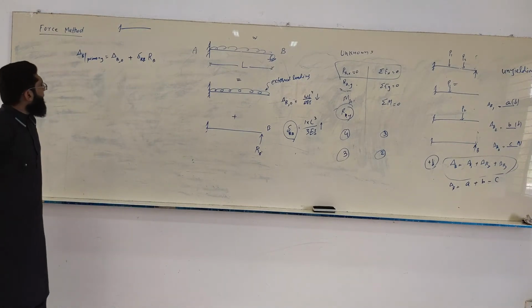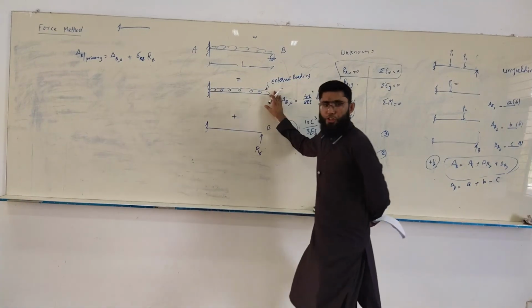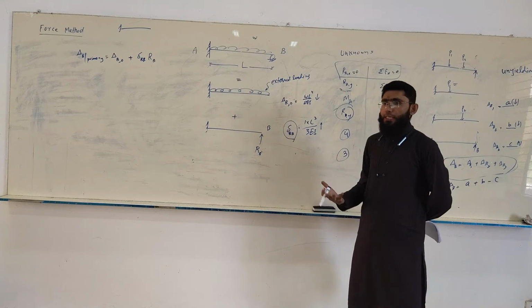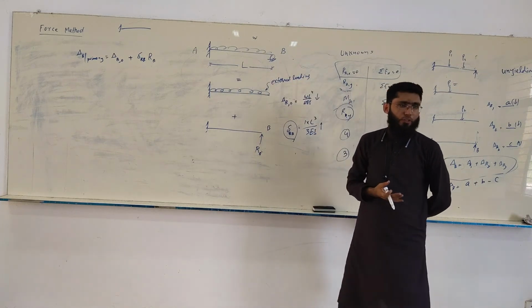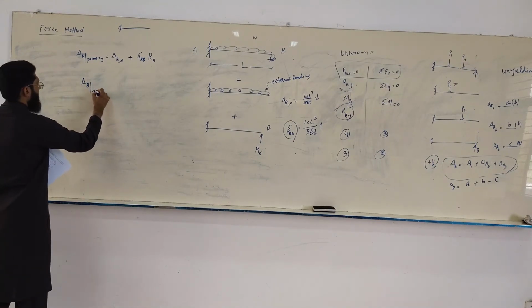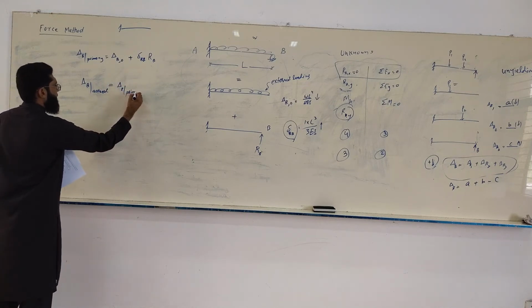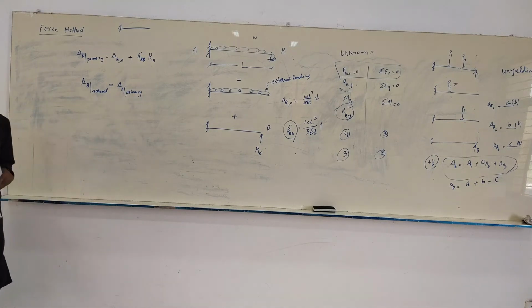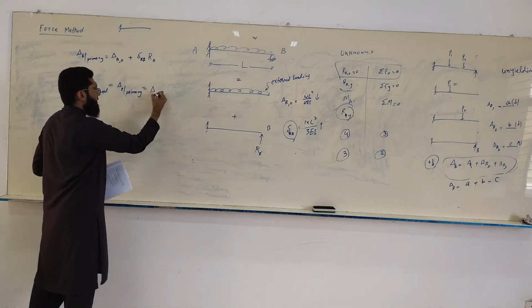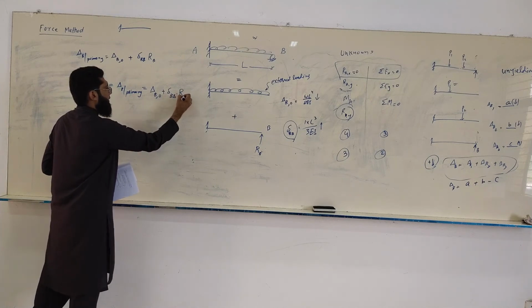Now, this displacement in the primary structure at B, which we have found using the principle of superposition, should be the same as the delta B in the given structure, in the actual structure. So delta B actual should be the same as delta B primary, okay? And that we have found to be equal to delta B naught plus delta BB times RB.